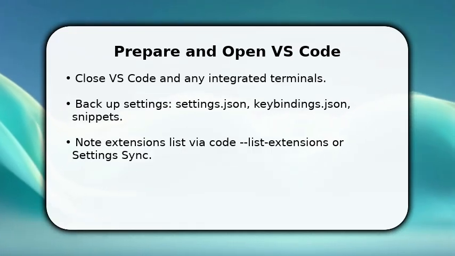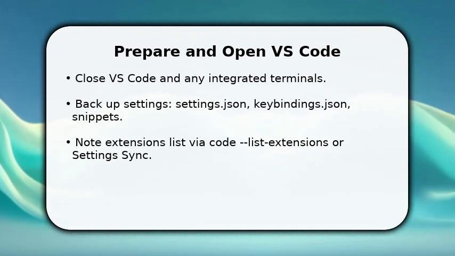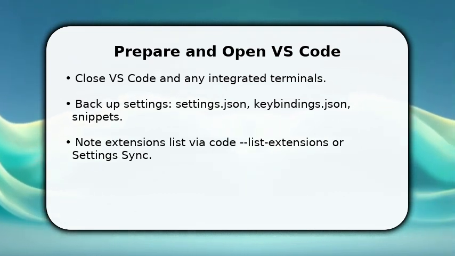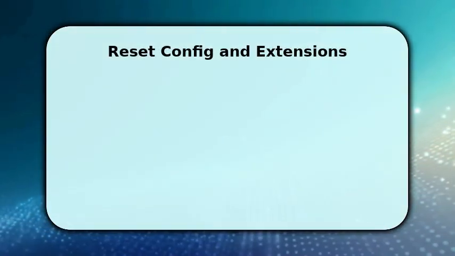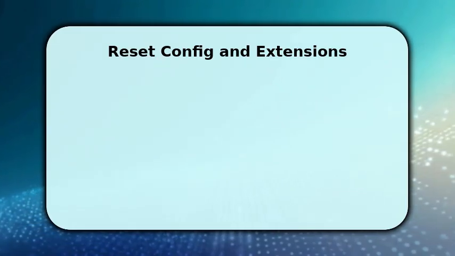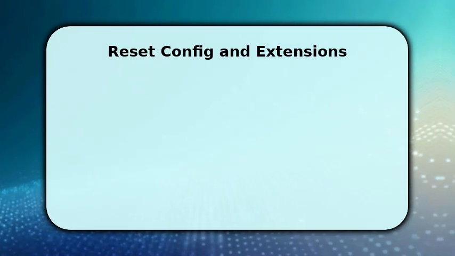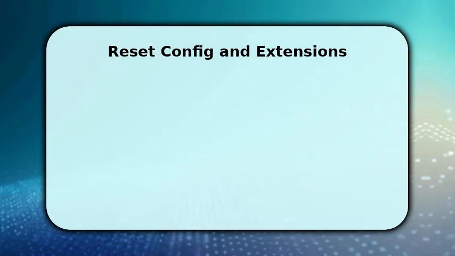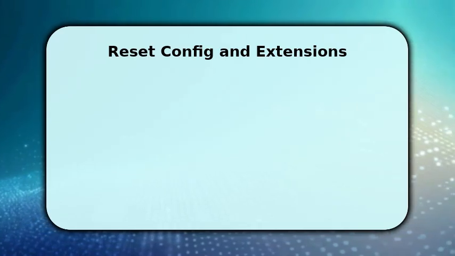Make sure to record workspace-specific settings too, because they differ from your global profile and are often the cause of persistent behavior. Now you perform the core reset. Remove or rename VS Code's user data and cached extension folders to force a fresh state. On Windows, that's in %appdata%/Code. On macOS/Linux, it's ~/.config/Code and ~/.vscode.